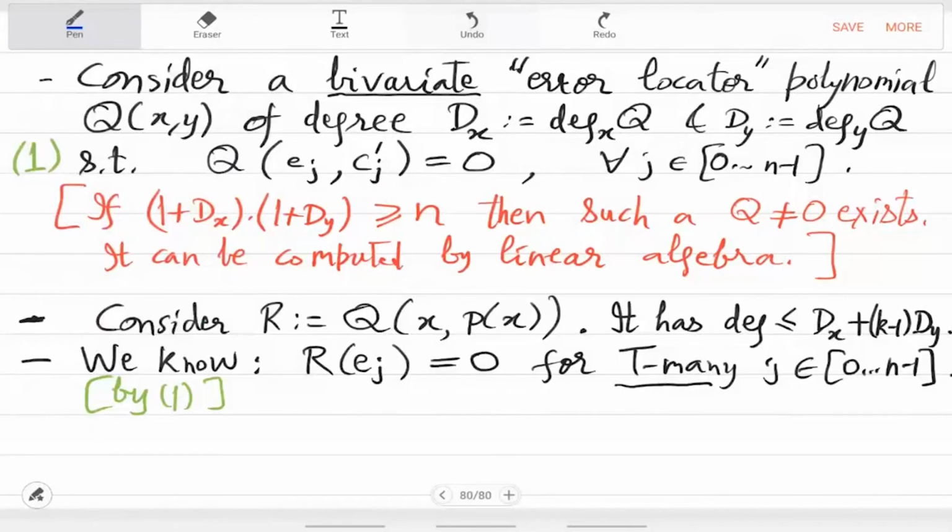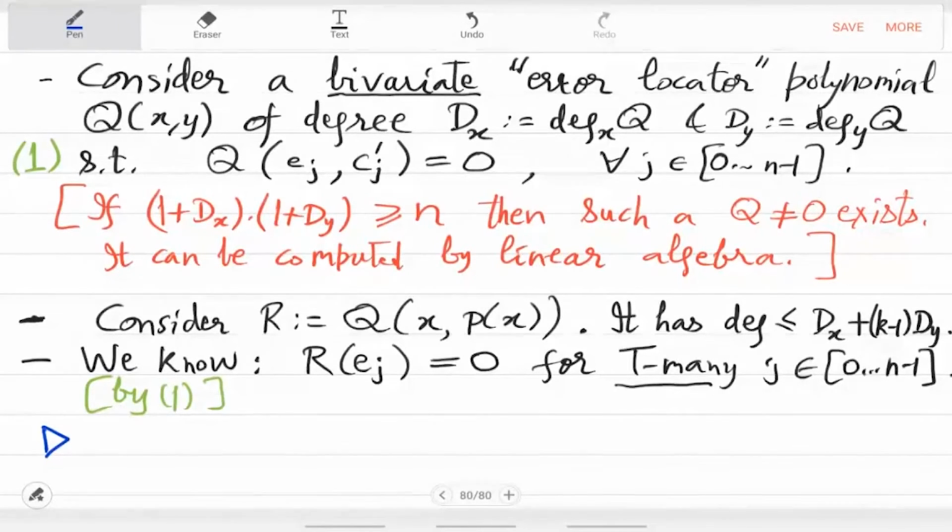But in the first equation, we have assumed that it vanishes for all those 0 to n minus 1, not just for t. Sorry? In the first equation, we have assumed that it vanishes for all j. That is fine. I mean, how is that in conflict with the fact that r(e_j) is equal to 0 for t many j? We are just using part of the construction of Q.